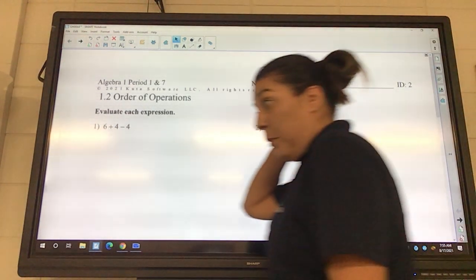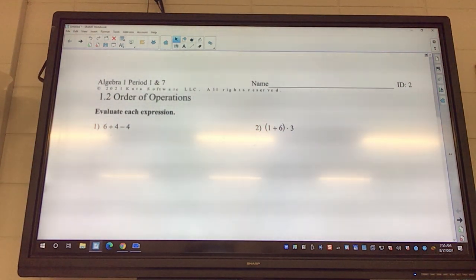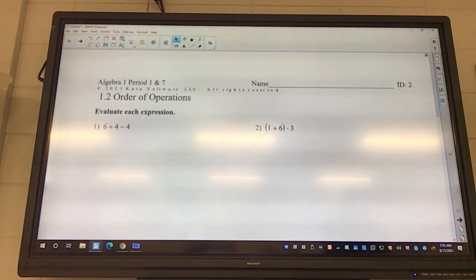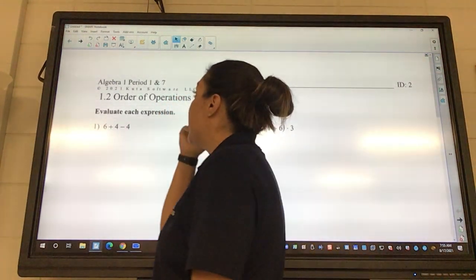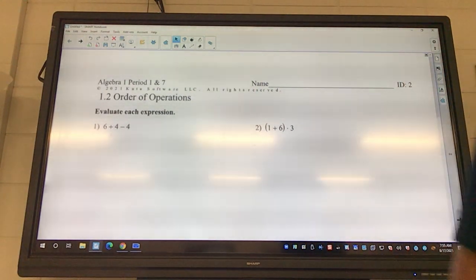So you remember some people say PEMDAS, right? Remember what PEMDAS means? It means you do the parentheses first. What comes next? Exponents. Multiply. Division, addition, and subtraction. Okay, and I'll write the list over here on the board in case you are forgetting.